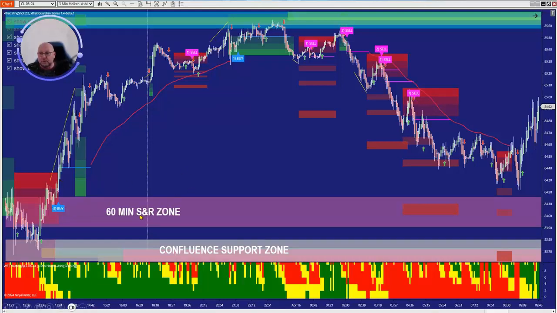However, when it breaks through this 60-minute support and resistance zone, we get a type 3 buy, which is the trend failure signal for the slingshot. And then we can see there's lots of fresh air up until this next confluence resistance zone, and the trailing stop gets printed all the way up until we actually hit that resistance zone from the guardian zones, and it starts to find some really strong resistance there.